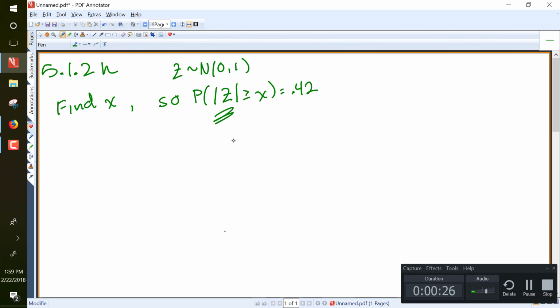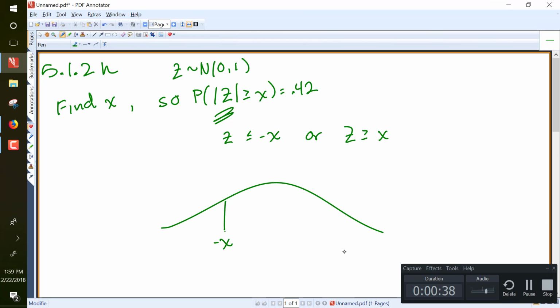This means you're kind of looking at the tails. Or it means that z is less than or equal to negative x, or z is greater than or equal to positive x. Or if we were to draw it on our normal curve, if this is negative x and here's x, then we're looking at the two tails. So either less than the negative x or greater than the positive x. So what you're saying is these two tails together have to equal 0.42.